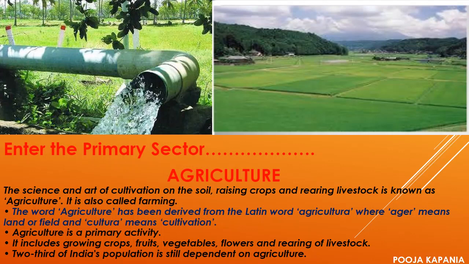Agriculture is a primary activity, as I've already told you. It includes growing crops, fruits, vegetables, flowers, and rearing of livestock. And do you know that two-thirds of India's population is still dependent on agriculture?